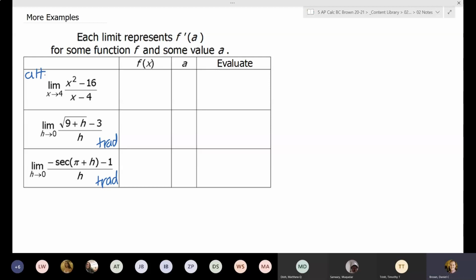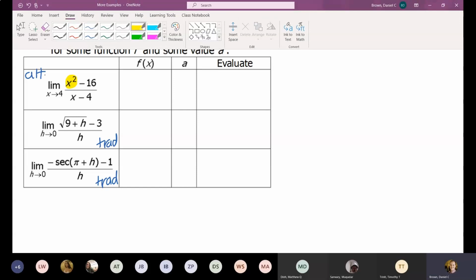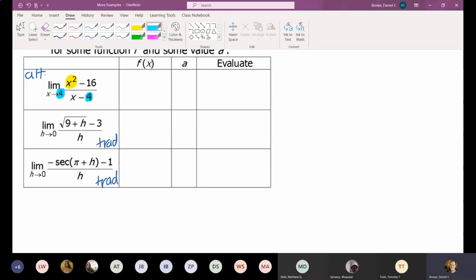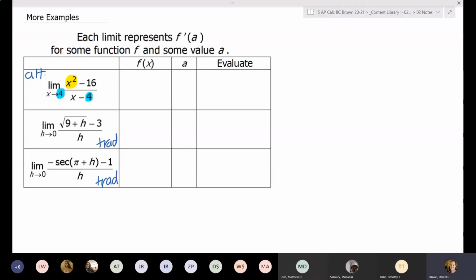For example, in this first one, I think the alternate one is nice because it clearly shows you what your function is and clearly shows you what your a value is. So this first one is the same thing as saying find f prime of 4. What is the function being plugged into that? X squared. What is the a value? 4. We know that f prime of x would be 2x. Plugging that into the derivative, 2 times 4 gives you 8.